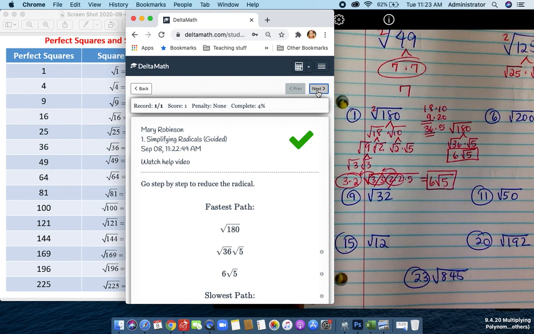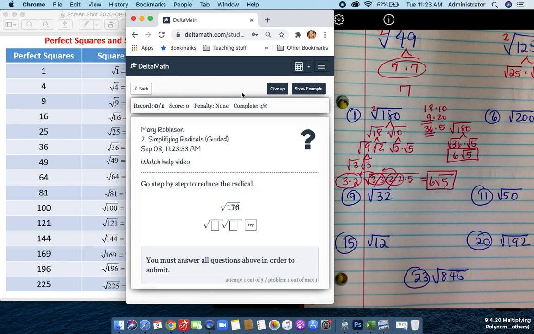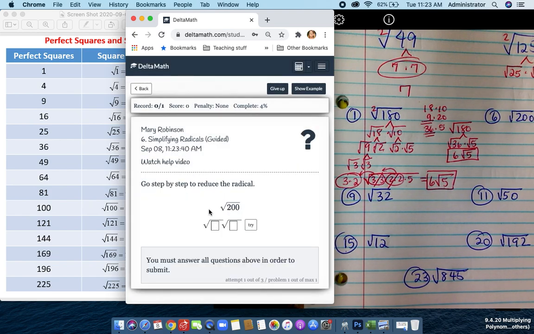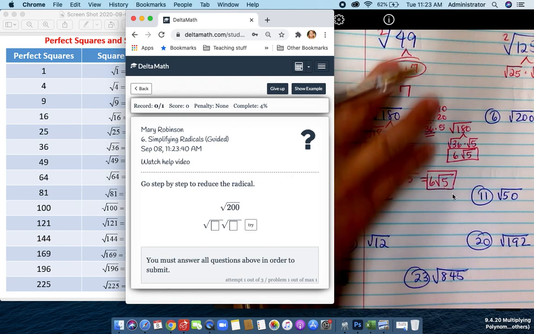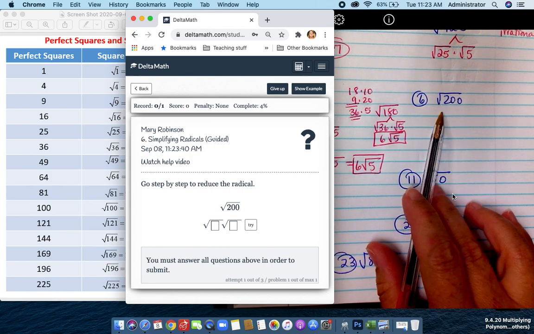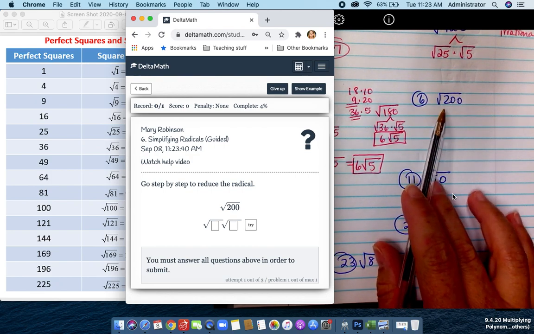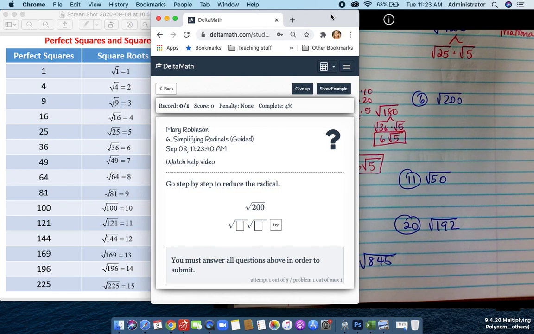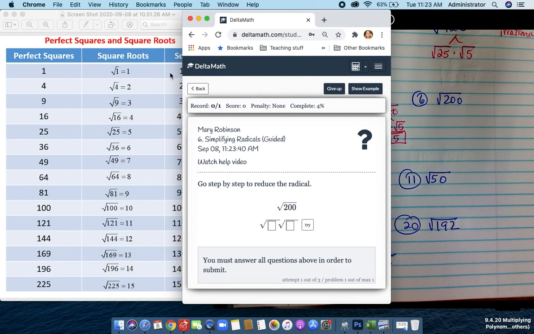So next we're going to go ahead to number 6. So I'm going to go back here and click on 6. And we see that we have the square root of 200. So over here on paper, I have, for number 6, the square root of 200. When I look at 200 and then consider the list of perfect square factors over here on my left, I want to try to find factors of 200 for which one is a perfect square.